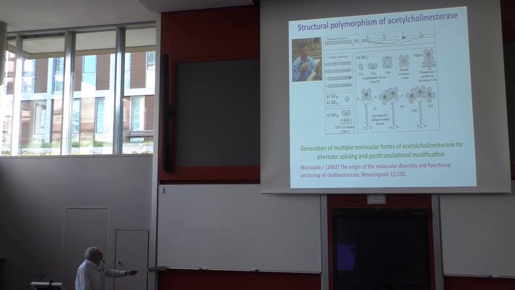We have these collagen tail forms here, where 3 tetramer subunits are linked to a collagen tail. And then up here on the right, we have tetramers which are linked to a hydrophobic, transmembrane peptide. This is the principal form in skeletal muscle. You always find this form in the cholinergic synapses in the brain. There's also a dimer here. Which one is it?